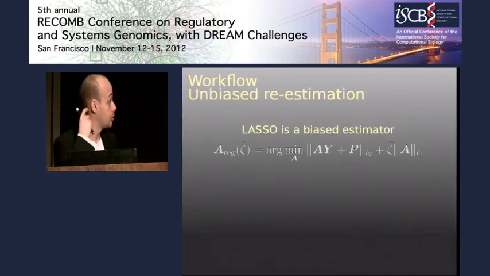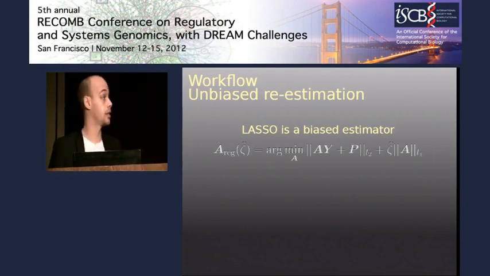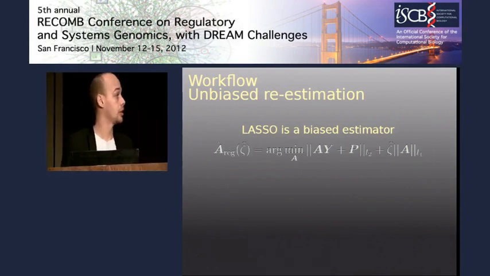So the next step is the unbiased re-estimation. As you might know, Lasso, for example, is a biased estimator. So this is the Lasso algorithm. Here we infer the model from the data, and then we add a penalty term with the sparsity parameter. We call it zeta here, and we get out a final model with perhaps some parameters set to 0.